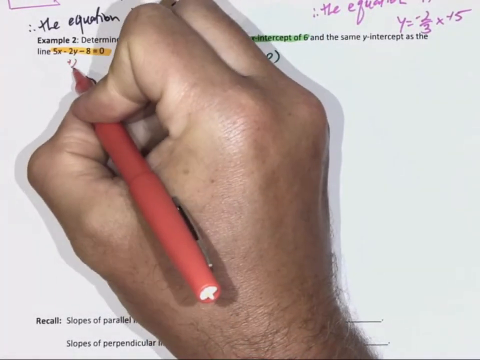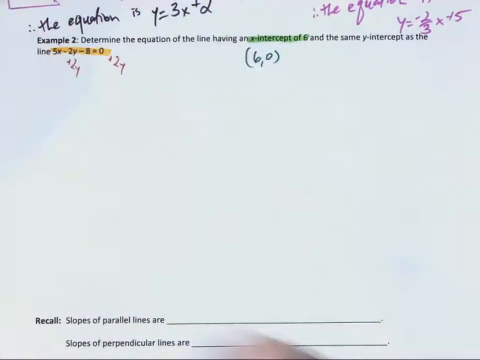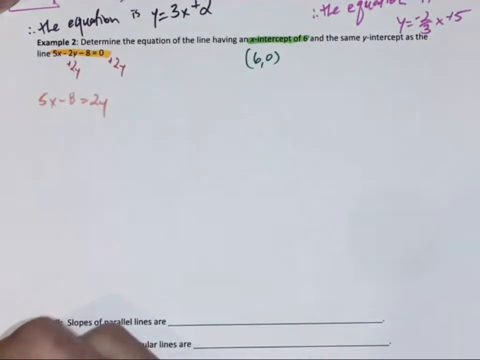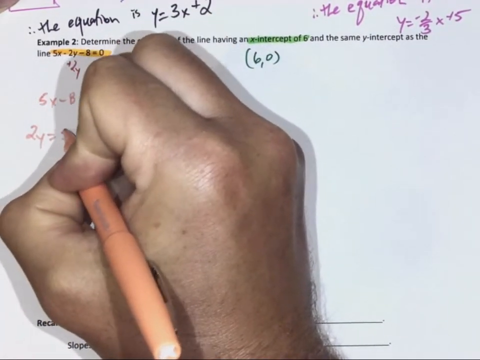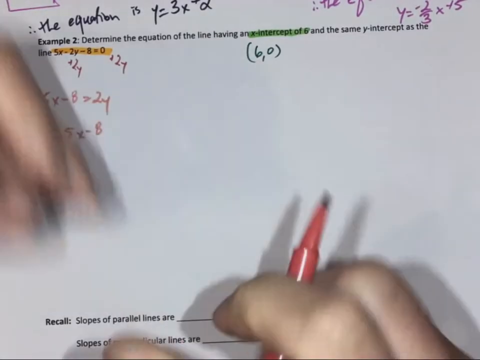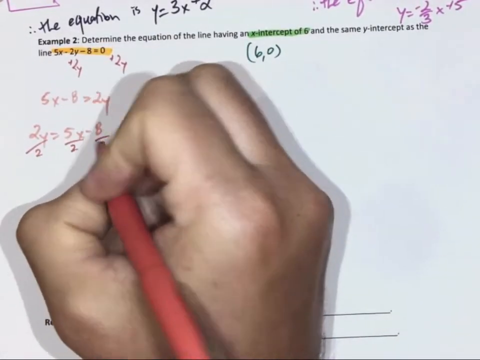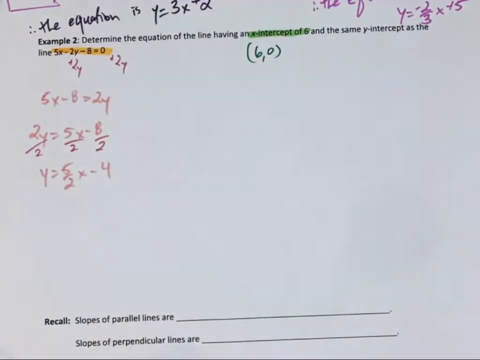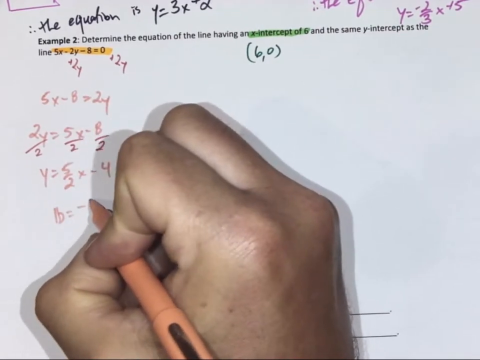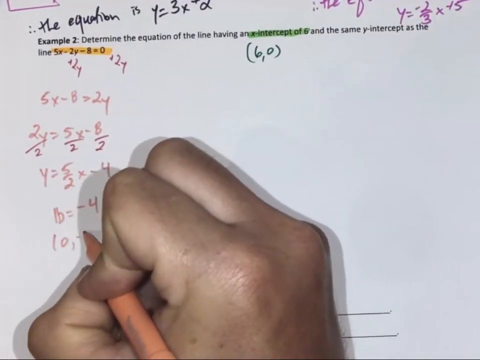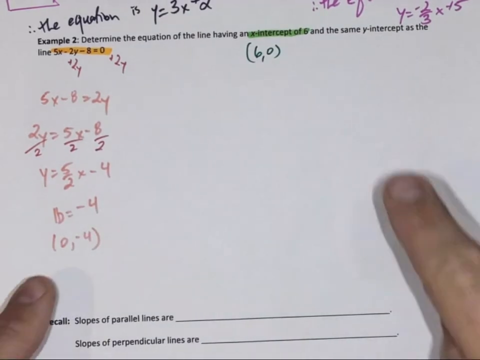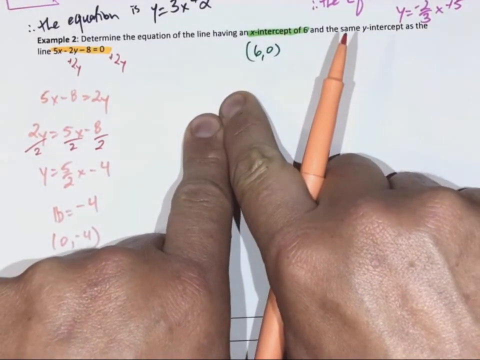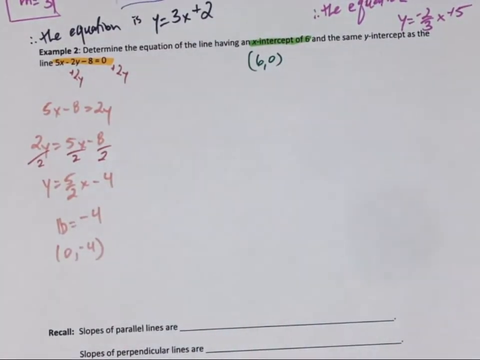That's a negative 2y, so I'm going to add 2y there, add 2y there. I've got 5x minus 8 equals 2y, which really is the same as 2y equals 5x minus 8. Divide by 2, divide by 2, divide by 2. So I'm going to use b is negative 4, which is just a point, 0, negative 4. Now I have 2 points, so I can sub them in for slope.